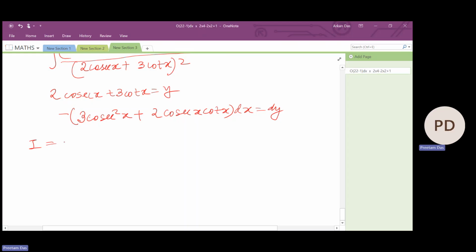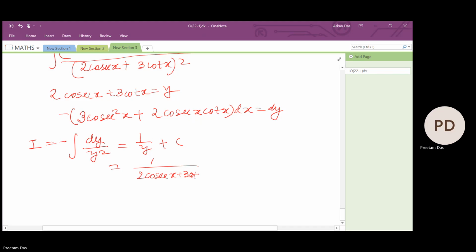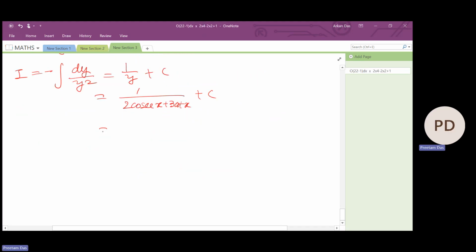Your integration now becomes simply integration of dy by y square. So 1 over y plus c. So 1 by (2 cosec x plus 3 cot x). Simplification of this leads to this. Option A.